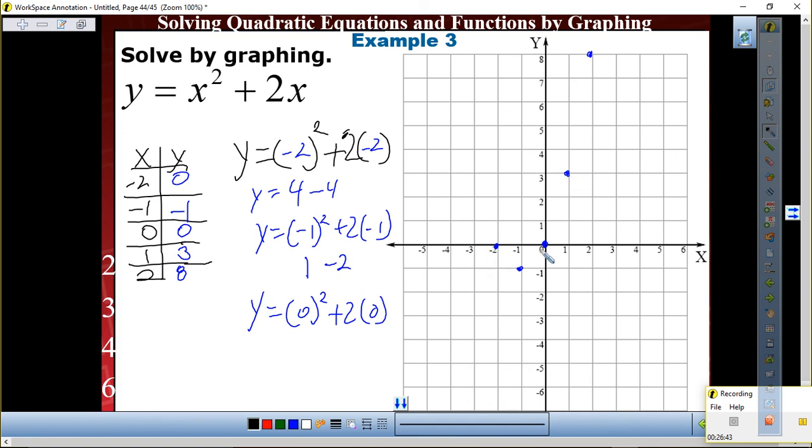Do you guys see the parabola? All right, so we go like this, like this, like that, and arrows at the end. That's my parabola. And then you're going to write solutions.